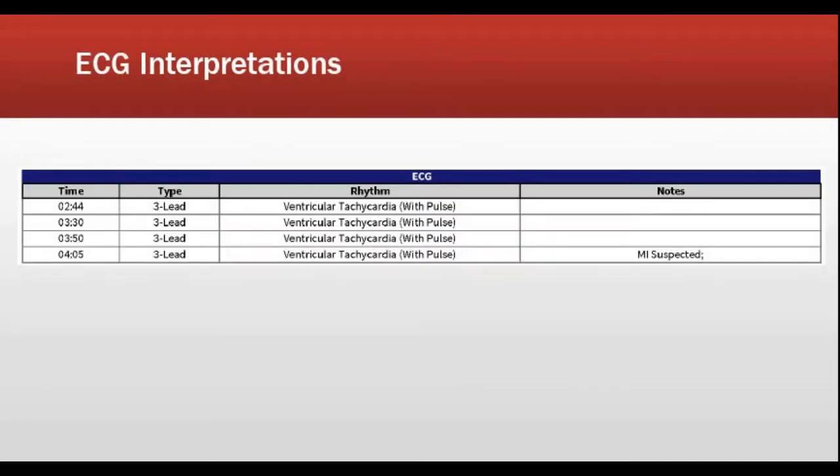Looking at the section of the patient care report with the ECG interpretations, you'll notice that we have 3 leads listed, and the interpretation is the same, VTAC with a pulse. However, the paramedic on the last one added a notation that the MI is suspected. This would lead us to immediately want to see the 3 leads in order to see that VTAC and talk about it.